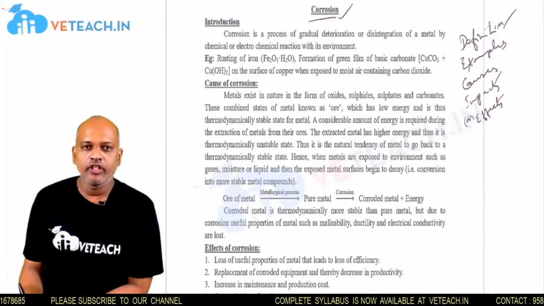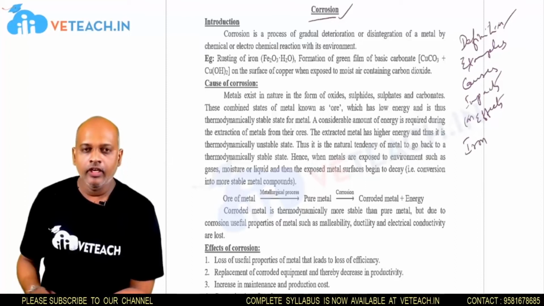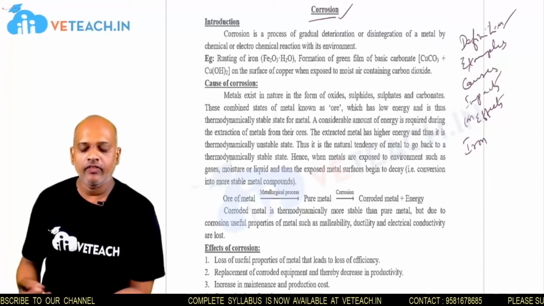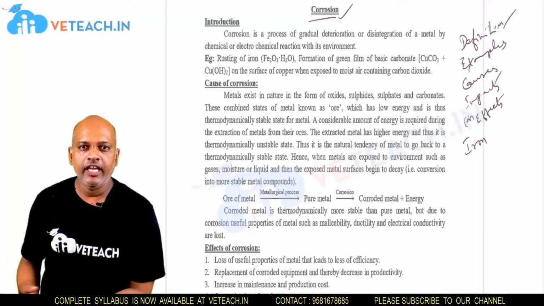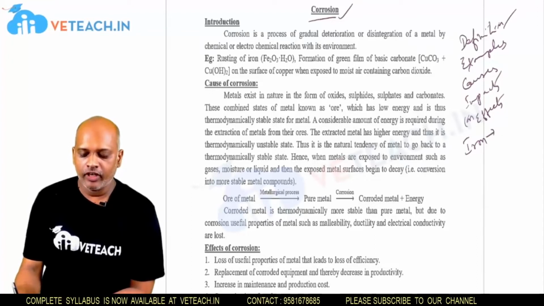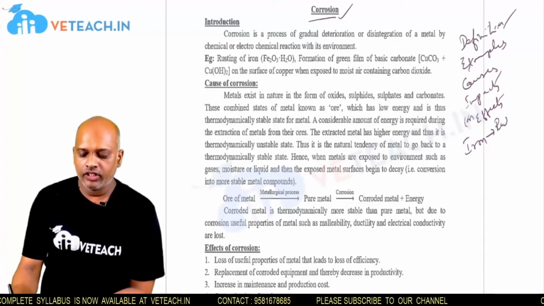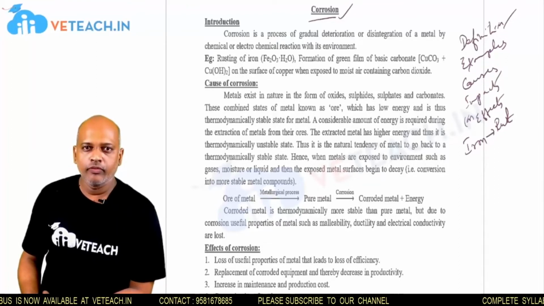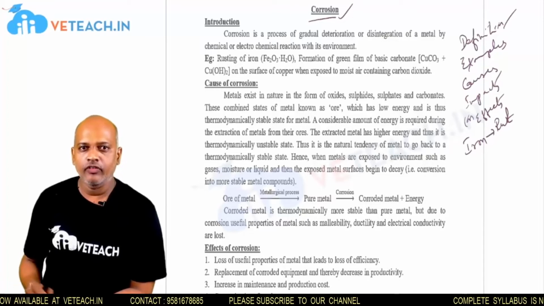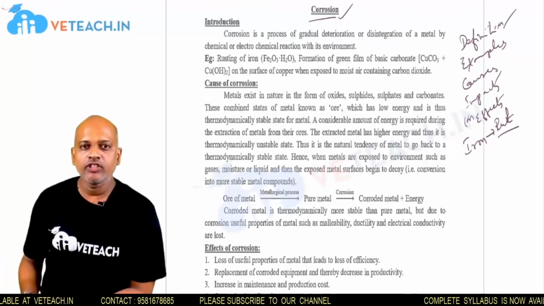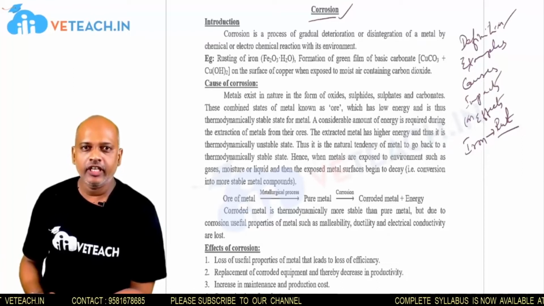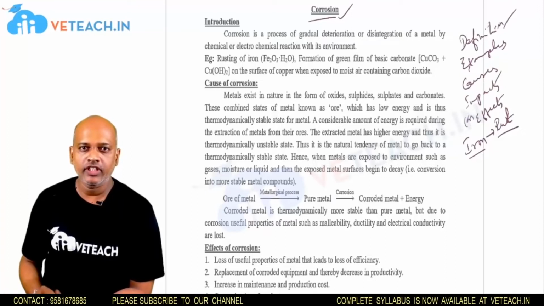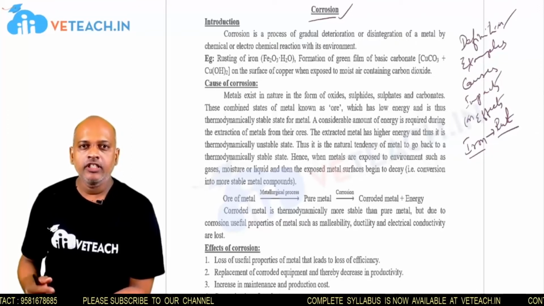Corrosion is generally observed in iron metal. Iron easily undergoes corrosion when it is exposed to the atmosphere or to chemicals like acids or bases. Due to that corrosion, rust will be formed on the surface of the metal. If the iron converts into rust, or rust is formed on the surface of the metal, that indicates that the iron has undergone corrosion.